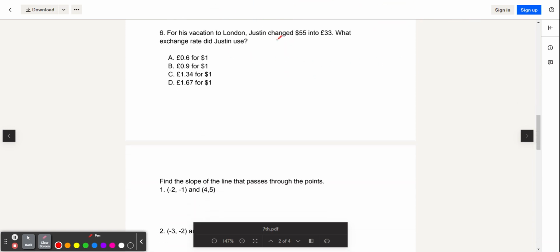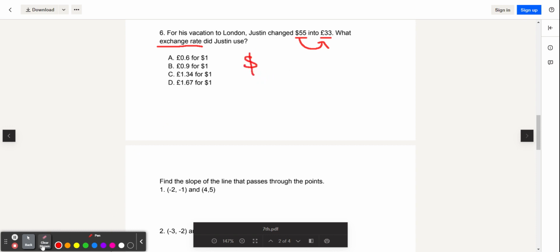And then here we have a more interesting problem. He went to London, the capital of Britain, in fact. And in order to do so, the British use pounds as their currency, not American dollars. So he converts the money over. They give us how much he started with and what it turned into. So now we need to know the exchange rate.